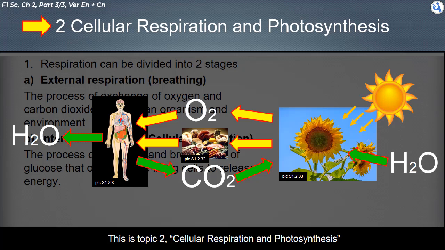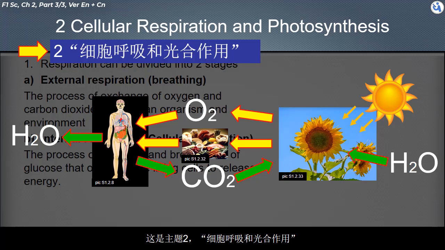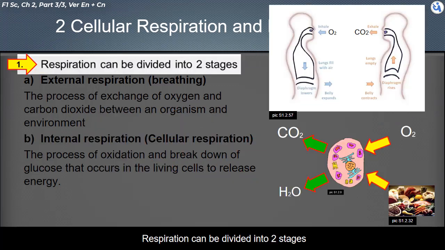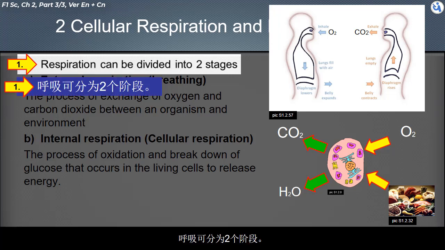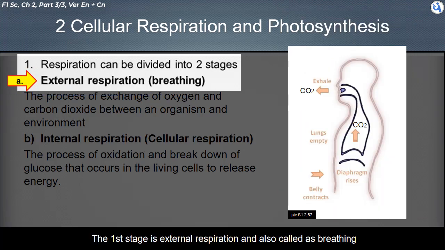This is Topic 2, Cellular Respiration and Photosynthesis. Respiration can be divided into two stages. The first stage is external respiration, also called breathing.